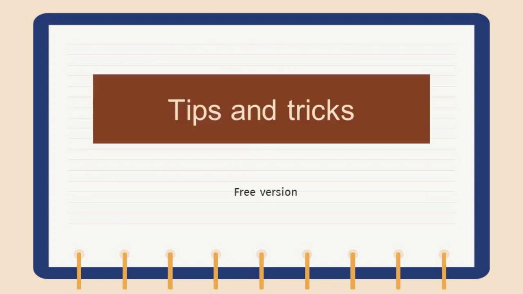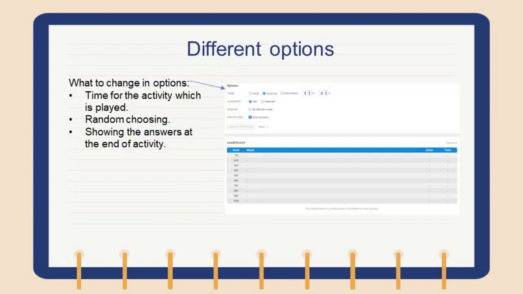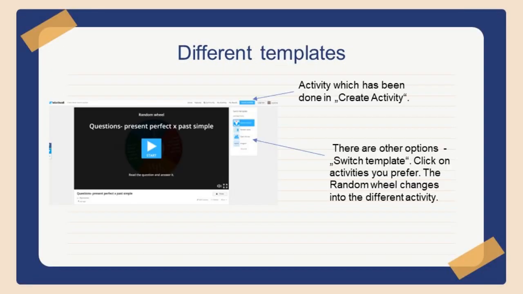Tips and tricks in the free version. Different options. Below the activity, there are options. It's possible to change them according to your needs. What to change in options: the time in which the activity is played, random choosing, showing answers at the end of the activity.